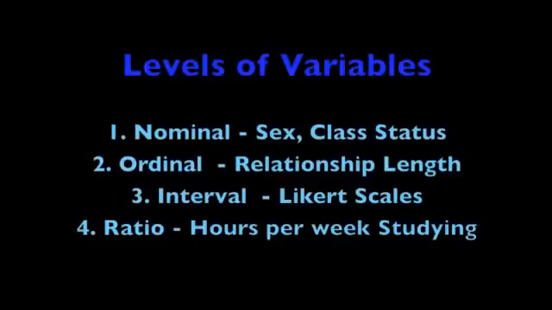So as you guys can see, we've gone through the levels of variables that you'll find in a daily class, such as nominal, with surveys asking your sex or your class status, ordinal, such as people asking your relationship length, interval variables, such as taking any question regarding a Likert scale, and ratio variables, with anything with a 0 starting point, such as hours per week studying.